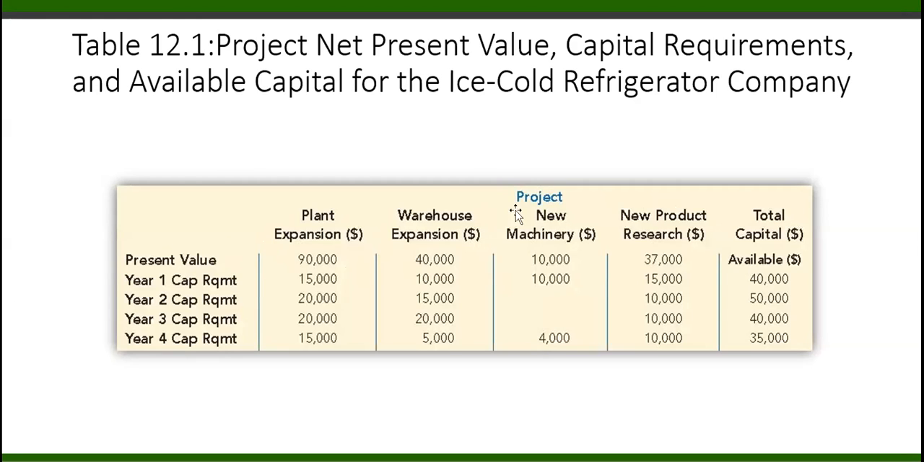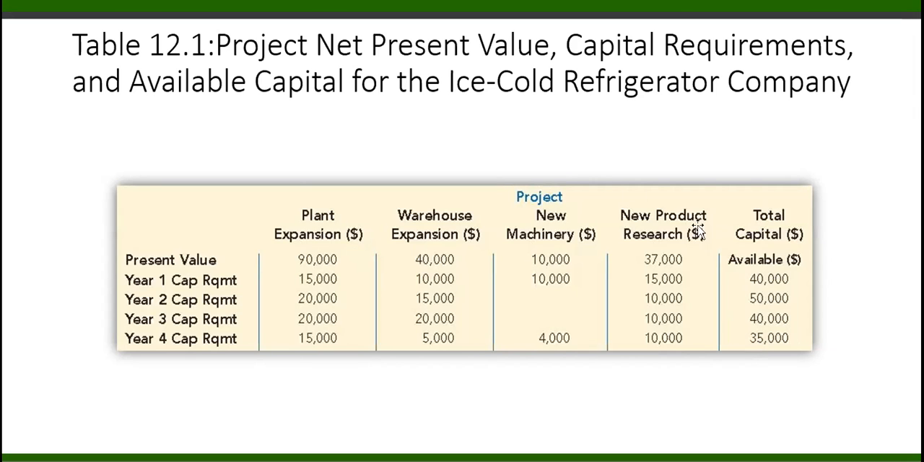So here is the list of projects. They have 4 projects, and they know exactly how much it's going to cost for each project, how much capital they need in each year for each project. They know exactly what the net present value is going to be at the current time, the equivalent of returns and costs, or revenues and costs, at the current time. Let's say 90,000 for plant expansion. And they know exactly how much capital they have available at each year. Let's say at year 1, they have $40,000 available to invest. They're expecting to have $50,000 available at year 2 and so on.